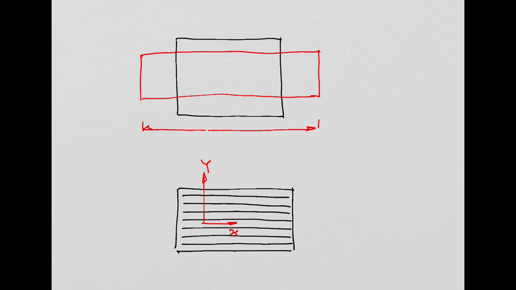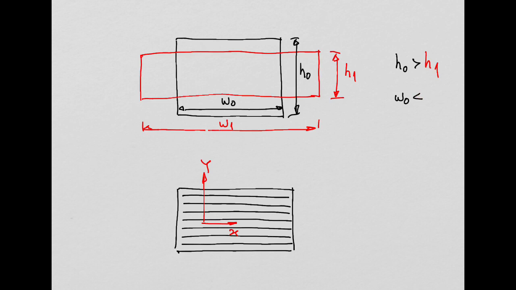So this height here was reduced to this height here, right? Okay, let's say height 1, height 0, so height 0 is bigger than height 1, but for the width, if this is my width 0, if this is my width 1, for the width, the situation is width 0 is lower than width 1. So the reason why, when I stretch in the horizontal direction, there is this reduction in the height of my square is because of the Poisson ratio, right?